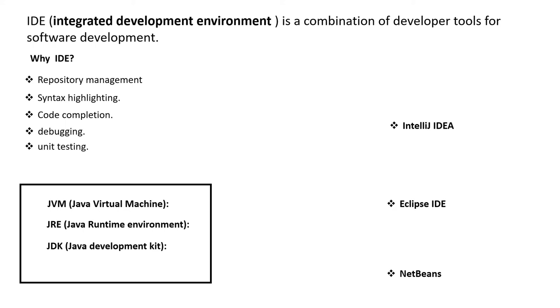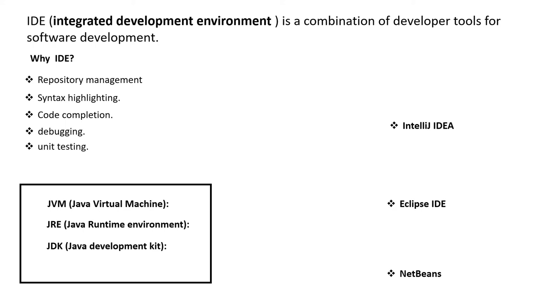JVM is an engine that provides a runtime environment to drive the Java application. JVM is platform dependent, and it provides core Java functions like memory management, garbage collection, and security. And we call it virtual because it doesn't physically exist.